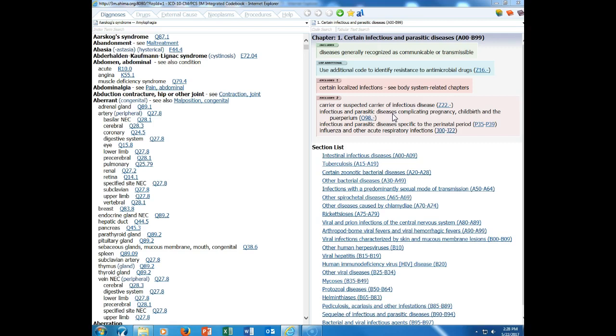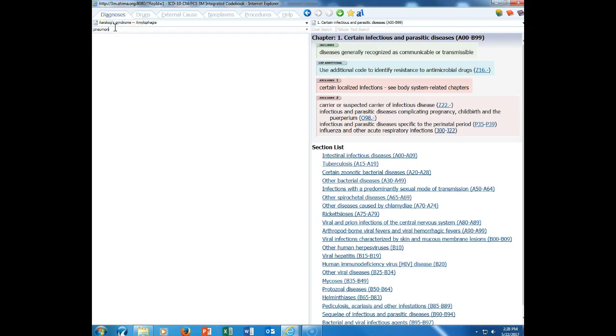And then NOS, not otherwise specified, and this is equivalent to unspecified. So to put this another way, NEC means that we have a very specific diagnostic statement, but there is actually not a specific code. And NOS means that our diagnostic statement is not specific.